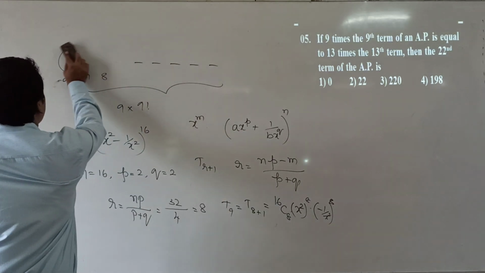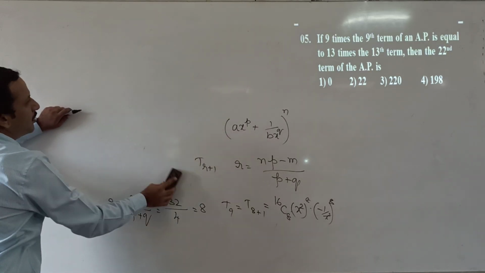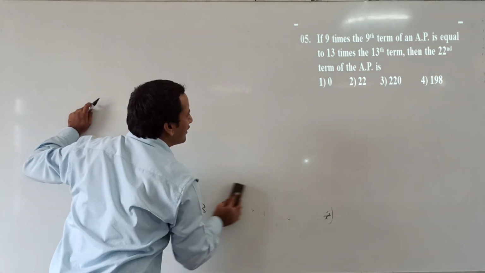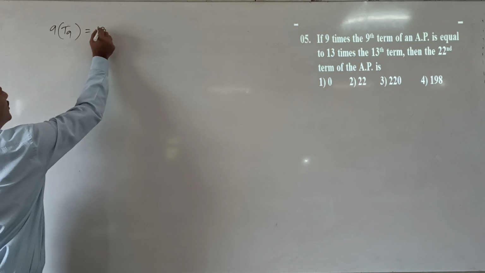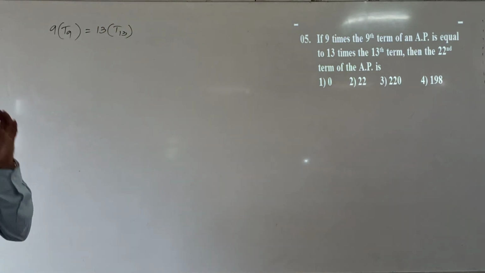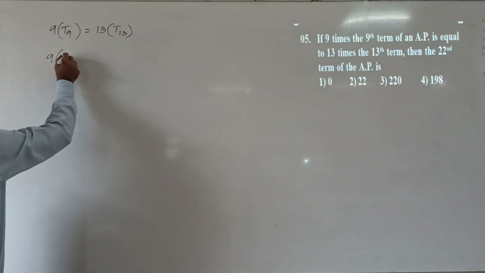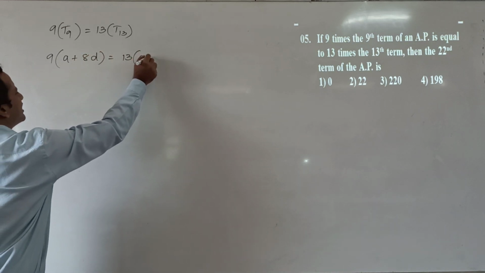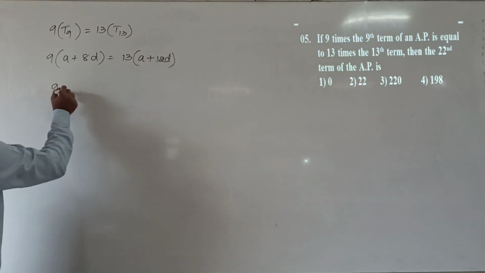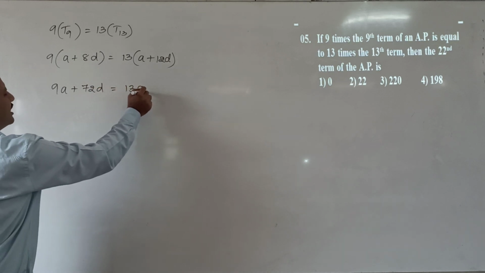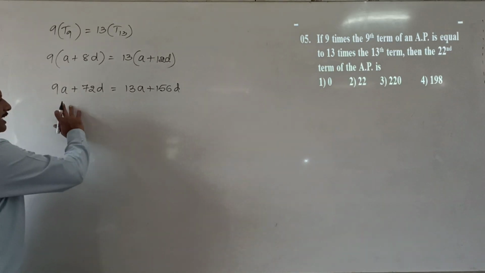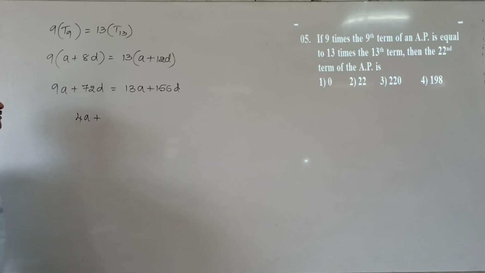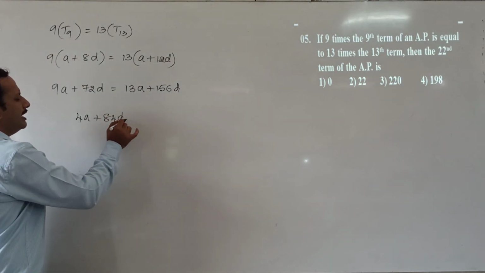Then question number 5. If 9 times the 9th term of an AP is equal to 13 times the 13th term, then the 22nd term of the AP is. 9 times the 9th term, 9 T9 is equal to 13 T13. Let A be the first term and D be the common difference of this AP. 9th term is given by A plus 8D, and 13th term is given by A plus 12D. So we get 9A plus 72D is equal to 13A plus 13 into 12, 156D. Take it to RHS, 13A minus 9A, that will give you 4A, 156 minus 72, that is 84D, is equal to 0.